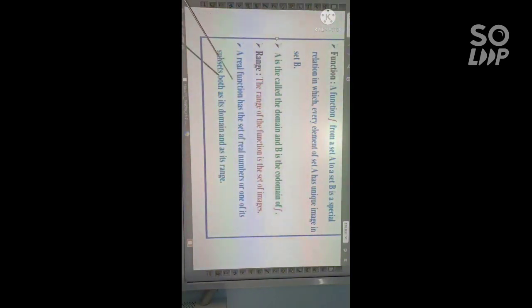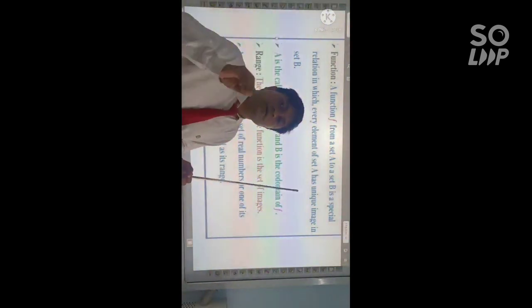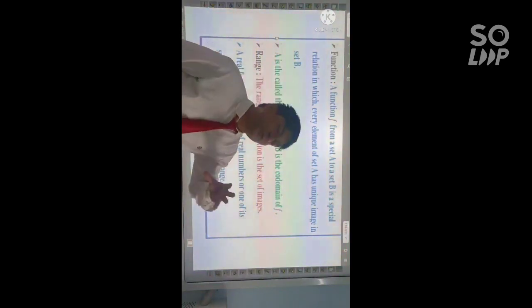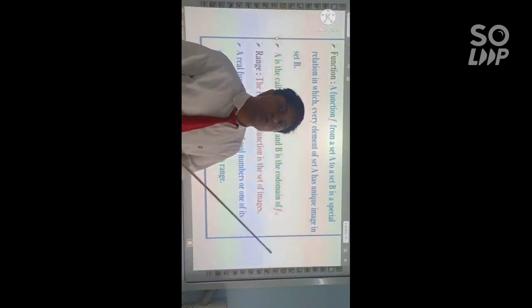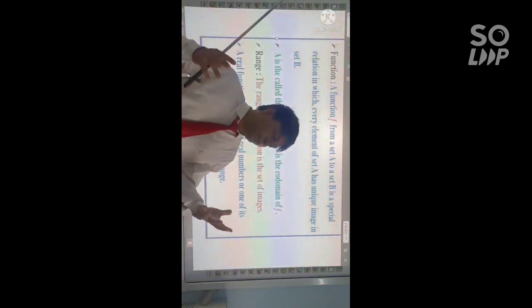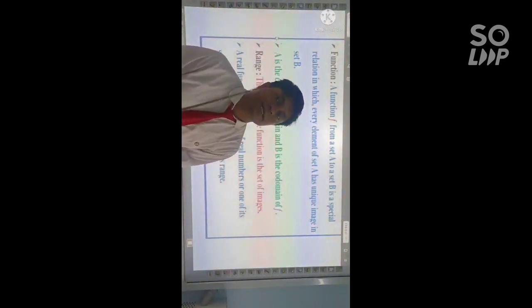A real function has the set of real numbers or one of its subsets as both its domain and its range. Real function: if we put a real value in x, then we find a real value in y. So domain is real, codomain is real, then the function is called a real function.